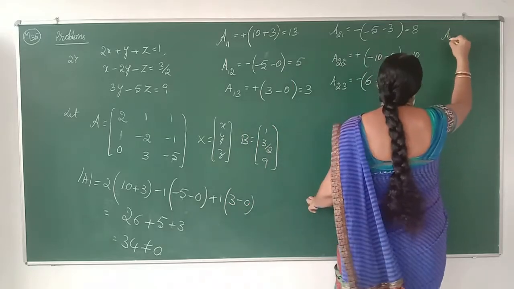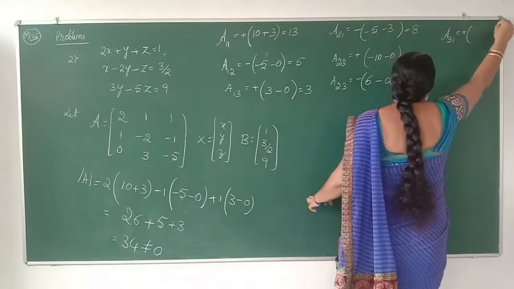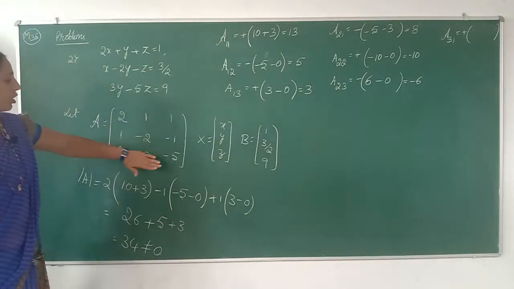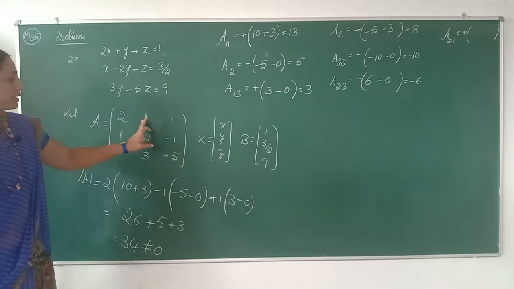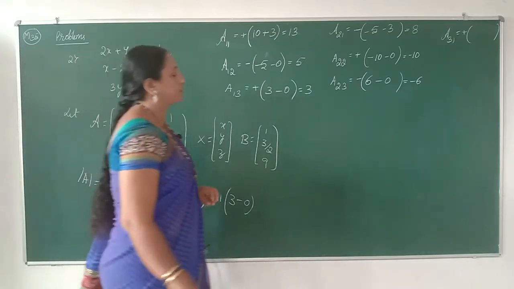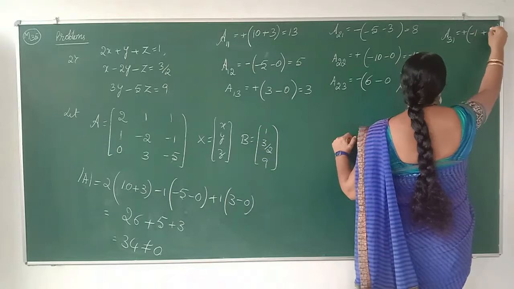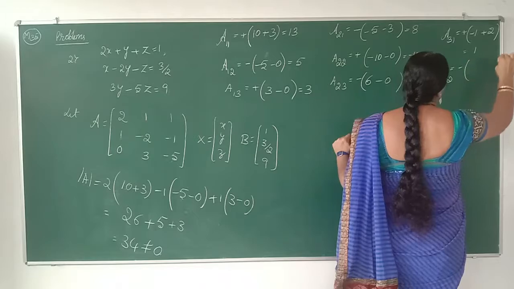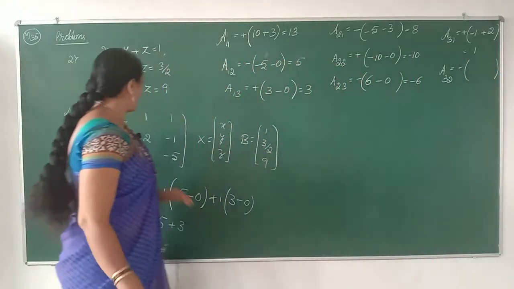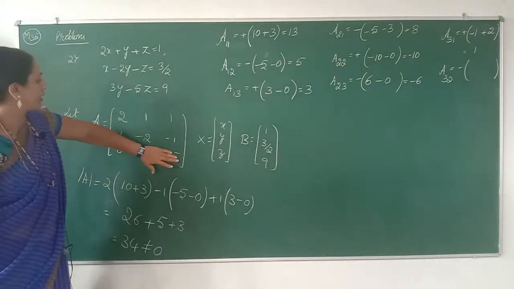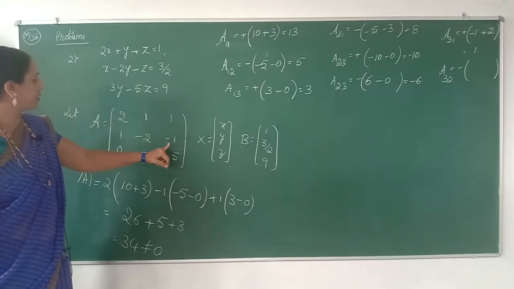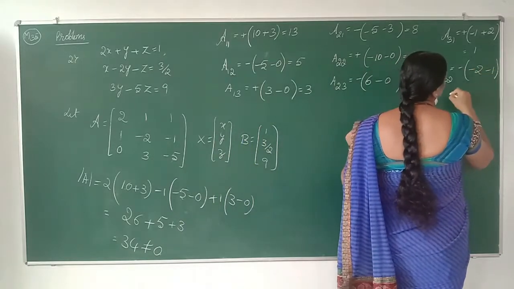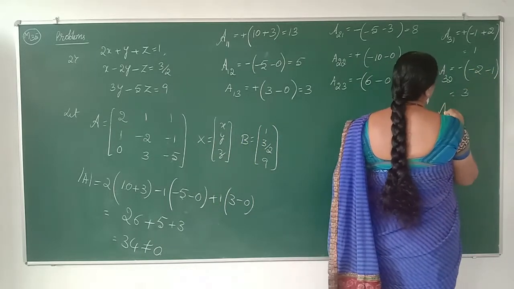Then third row A31. A31 is multiplied by plus, and it's the element of third row, first column, and these get neglected. Remaining are minus 1 plus 2. Minus 1 plus 2 will be equal to 1. A32 is multiplied by minus, and it's the element of third row, second column, and these get neglected. Remaining get cross multiplied, minus 2, minus 1. So minus 2 minus 1 is minus 3, minus into minus is plus 3.